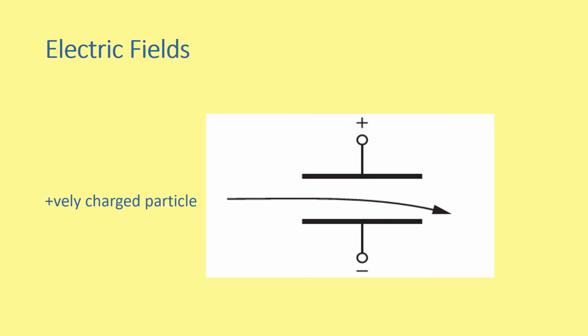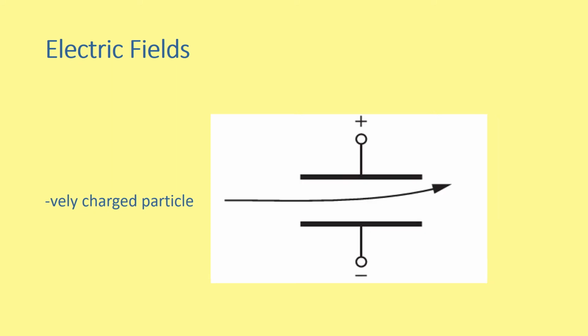If we show a simplified diagram of this, here we have a positive and negative terminal. Between those is an electric field. A positively charged particle will be attracted towards the negative and repelled from the positive, following a curved path like a projectile through the electric field.